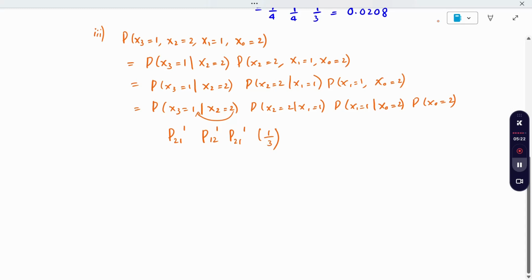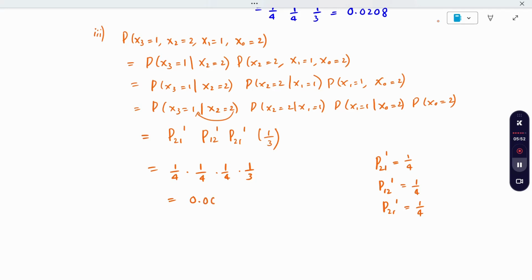so already we know that P21 whole power 1 is nothing but 1 by 4. P12 the whole power 1 is nothing but the same 1 by 4. P21 the whole power 1 is nothing but the same 1 by 4. Substitute everything. So all this when I multiply it, I will be getting 0.0052. So they may ask additionally, okay, it is not given in this question.